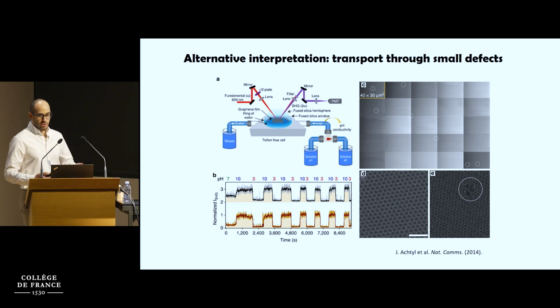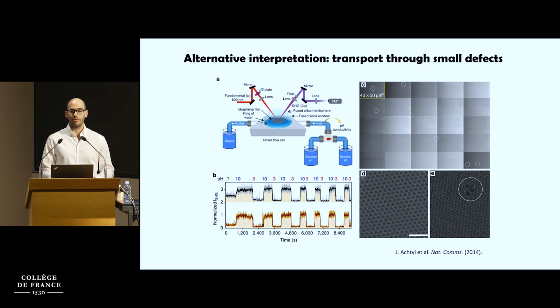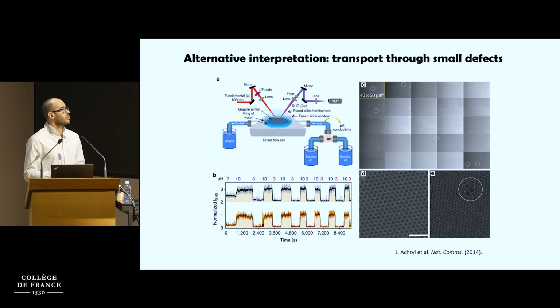Now, so far we have always interpreted transport through graphene by saying that protons transfer through the pristine crystal lattice. But it has been proposed, pretty much from the first days we published this work, that you could also have proton transport through defects in the crystal. And this was measured with optical experiments, second harmonic generation. What they did is they covered an oxide, a silicate, with CVD graphene, and they exposed it to pH changes, and they monitored the change in the optical signal.